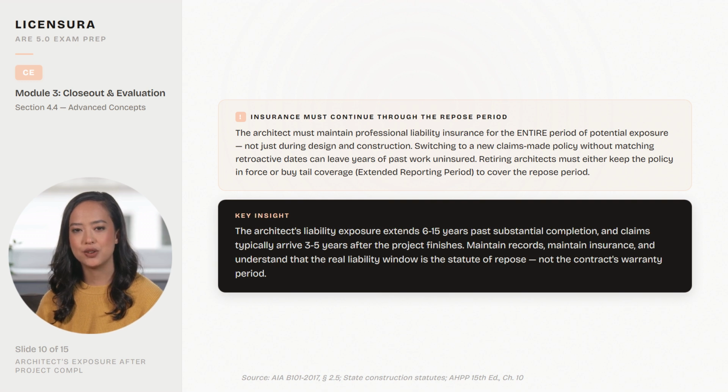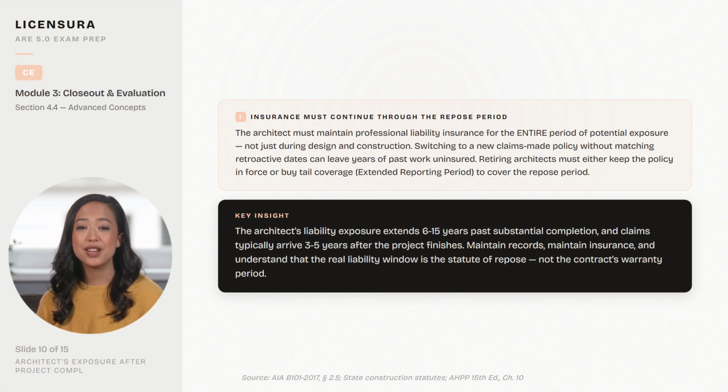Insurance must continue through the Repose period. The architect must maintain professional liability insurance for the entire period of potential exposure, not just during design and construction. Switching to a new claims-made policy without matching retroactive dates can leave years of past work uninsured. Retiring architects must either keep the policy in force or buy tail coverage, extended reporting period, to cover the repose period.